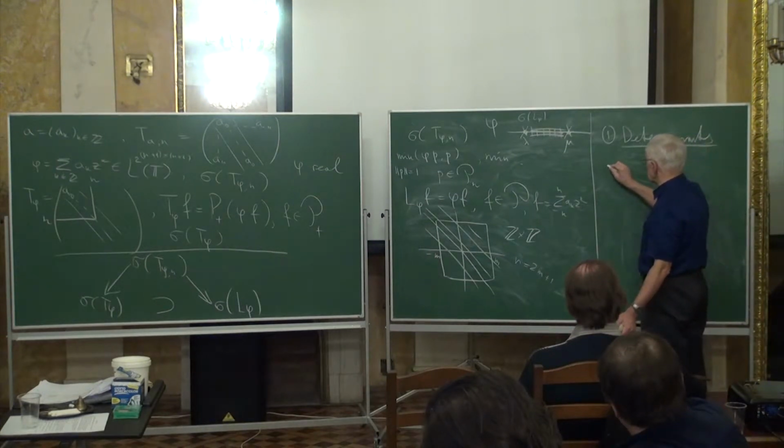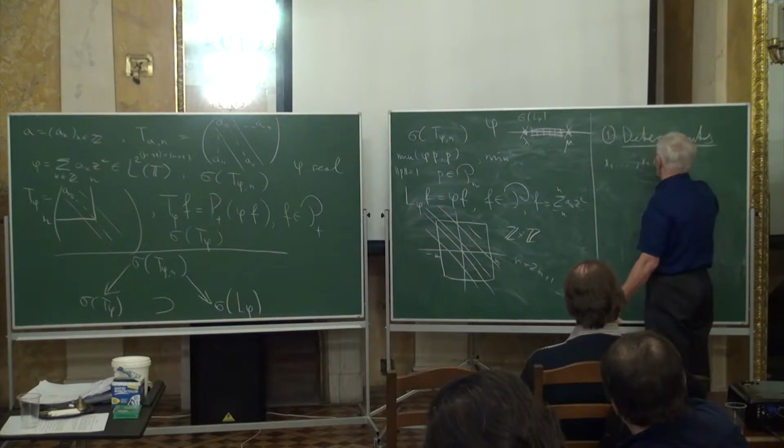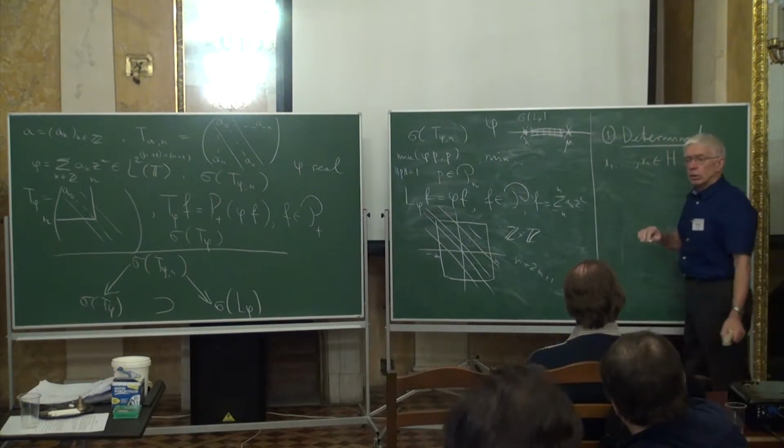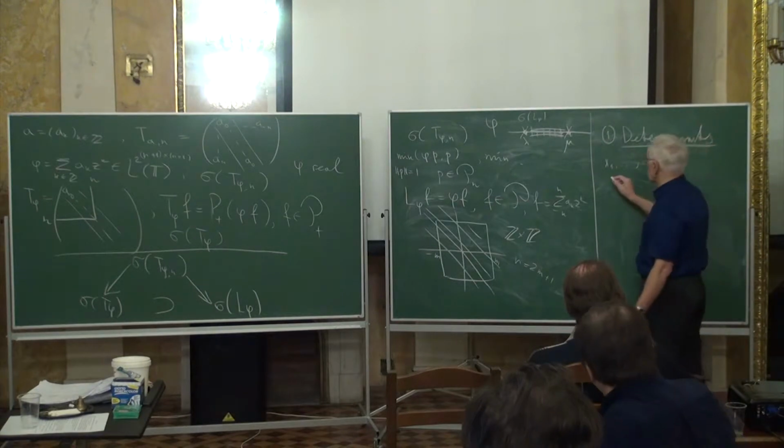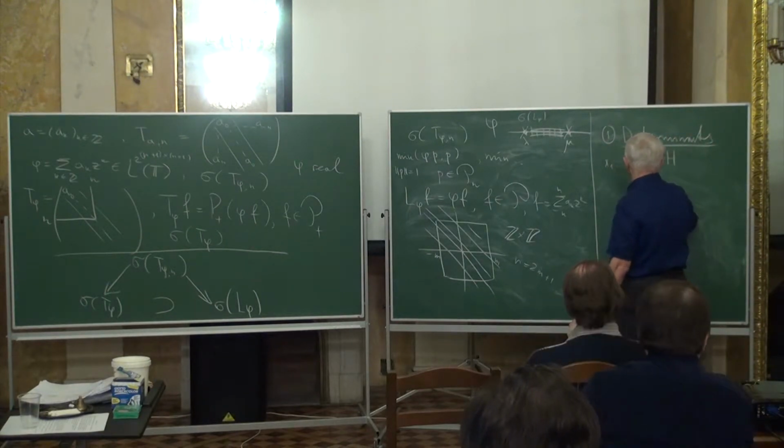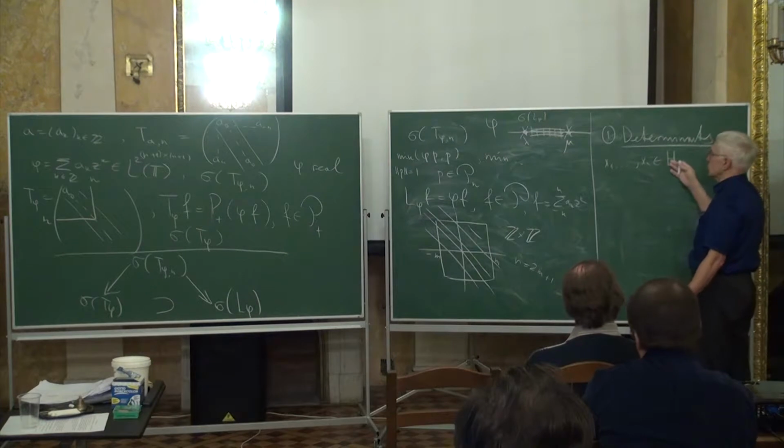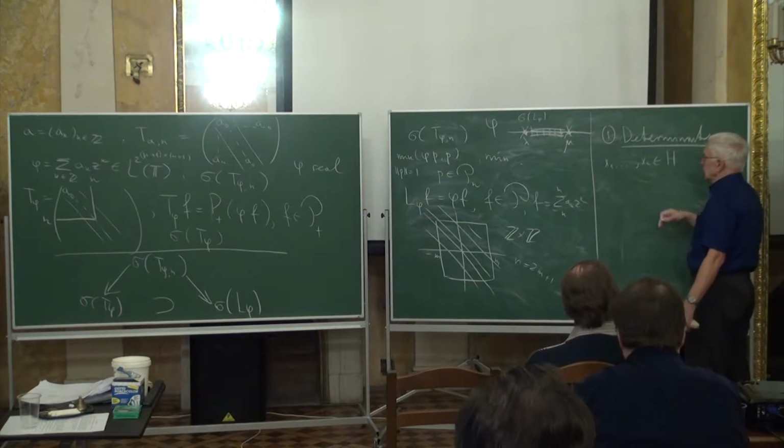What are determinants? So we have, say, some vectors in a Hilbert space. So we can say n-dimensional, or in some dimension.